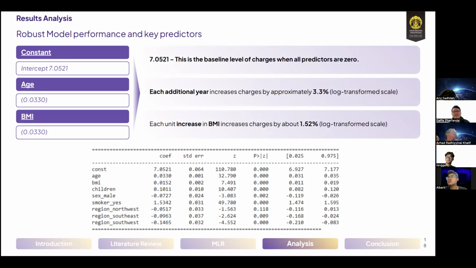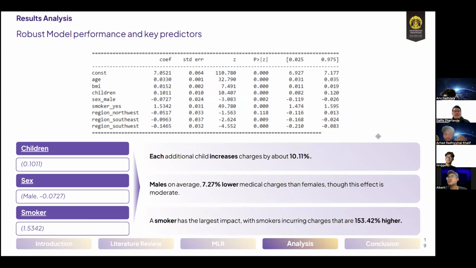Next slide, please. And then the robust model also predicts the children, and each additional child increases charges by about 10.11%. For sex, males on average have 7.27% lower medical charges than females. So this effect is only moderate. And the biggest effect is smoking: smokers incur charges that are 153.42% higher than non-smokers.